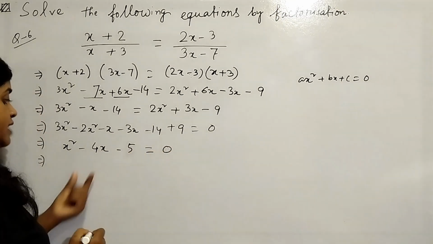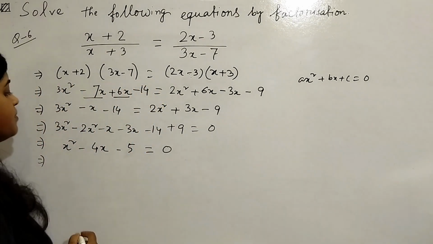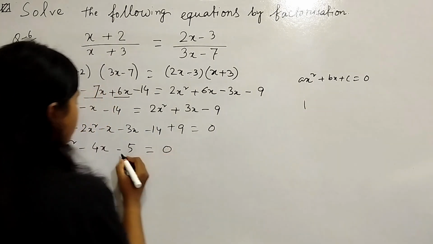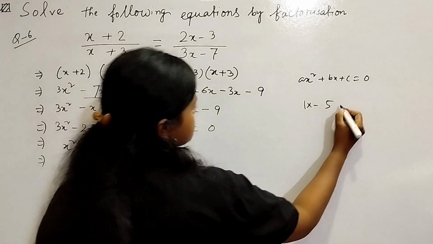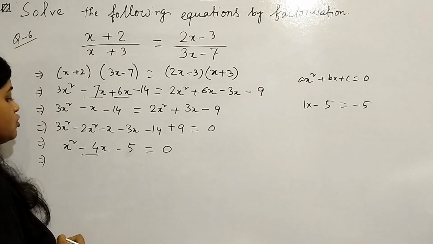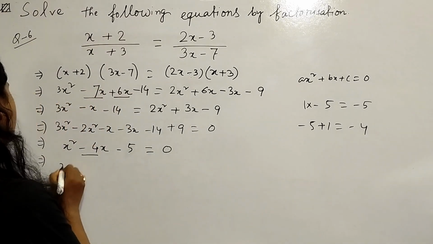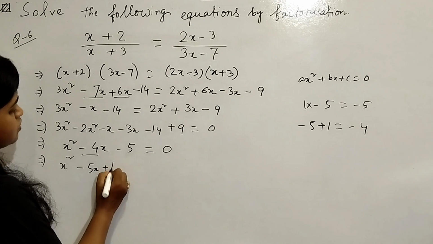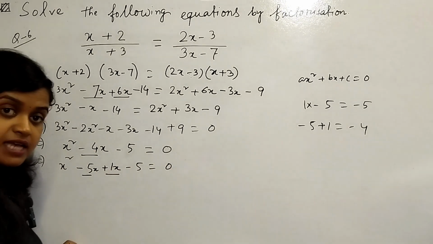So now this becomes the formation x square plus bx plus c. Now we have to apply the middle term factor. The coefficient of x square is 1 and the constant term is minus 5. So the product of 1 and minus 5 is minus 5, and we have to adjust minus 4. So we can write minus 5 plus 1, which becomes minus 4. So x square minus 5x plus 1x minus 5 equal to 0.